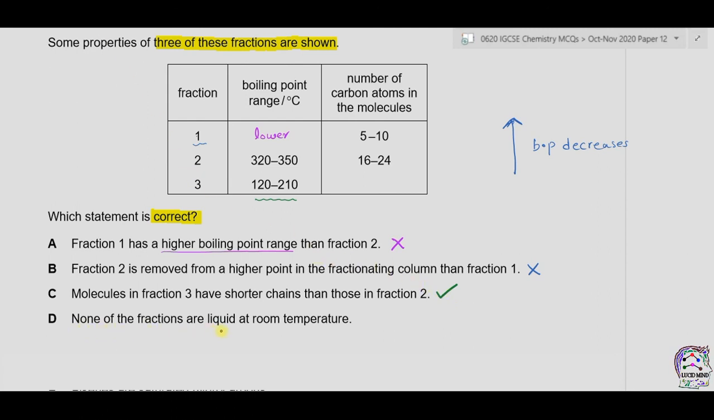D. None of the fractions are liquid at room temperature. As we know that from carbon 1 to 4 we have gases and above 4 we have liquids, so fraction 1 is a liquid. So D is incorrect. The correct answer is therefore C.